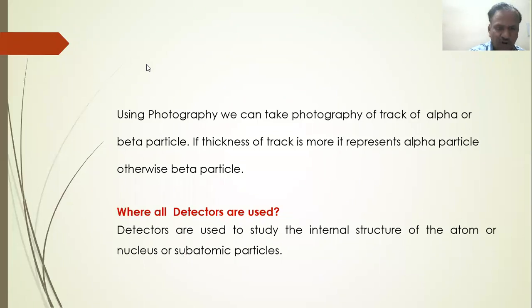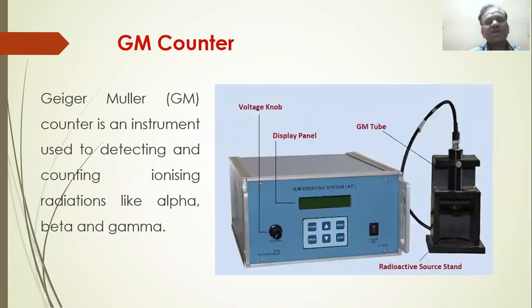Next is, on what principle do these detectors work? Before that, please understand, this is the actual diagram of the GM counter. Here you see, students, this is the voltage knob. Here we can increase the voltage in steps of 1 volt, 2 volt, 3 volt. This is called a display panel.